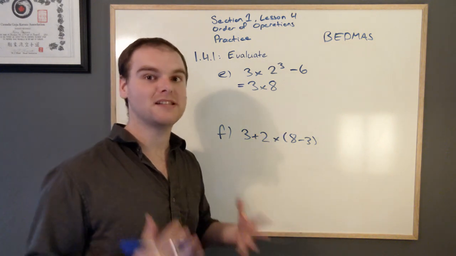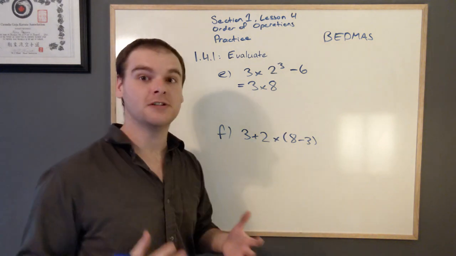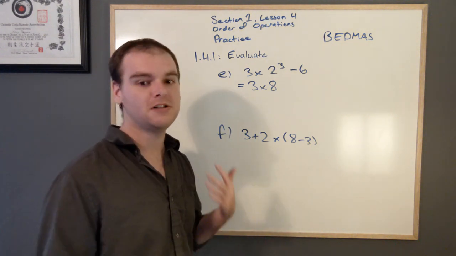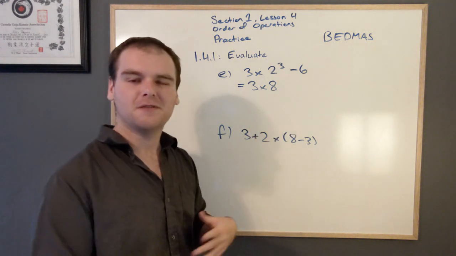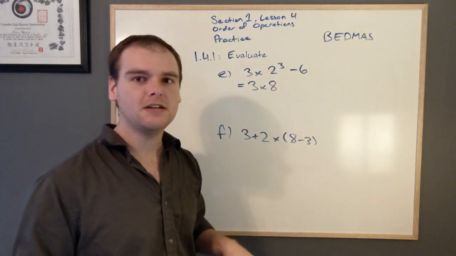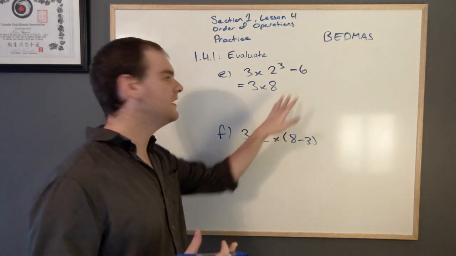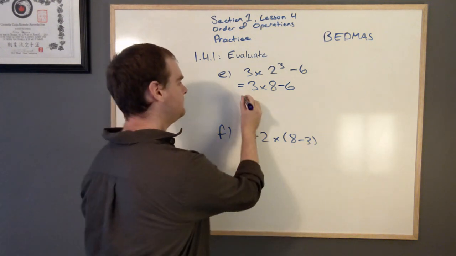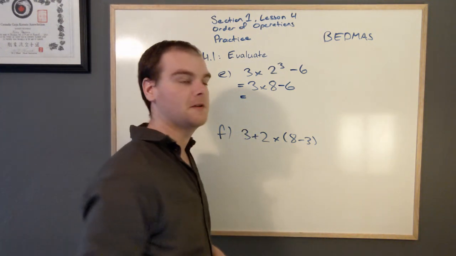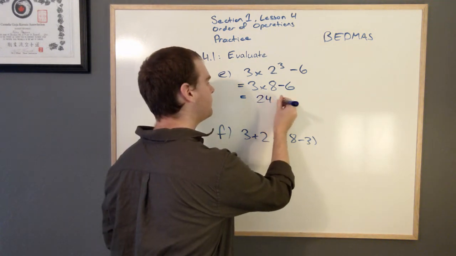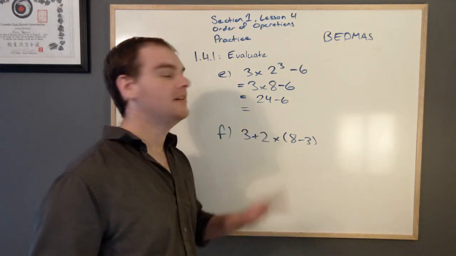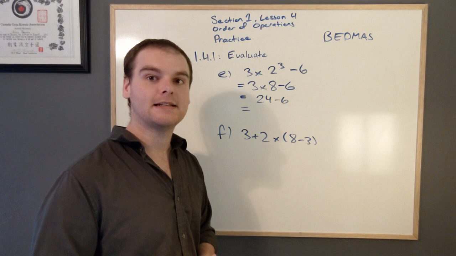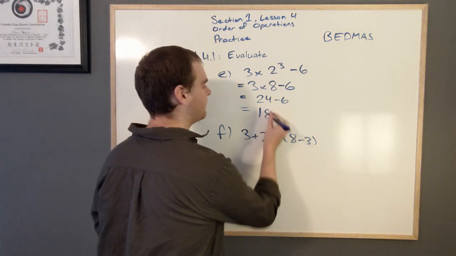Sometimes if you've made a mistake, checking your exponents is a really good idea, because oftentimes when you get in the habit of, okay, I'm doing my exponents, then I'm doing my multiplication, division, all that other stuff, sometimes you get them confused and you might accidentally do 2 times 3. So it's always worth looking over and saying, okay, did I do my exponents right? Now there's no more exponents, so we move on to multiplication and division. 3 times 8 is 24. Now there's no more multiplication and division, so we can move on to addition and subtraction. 24 minus 6 is 18. And we're done.